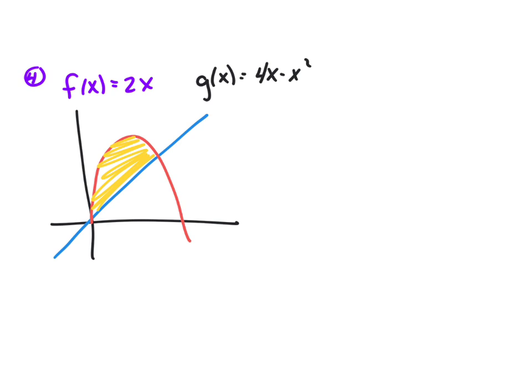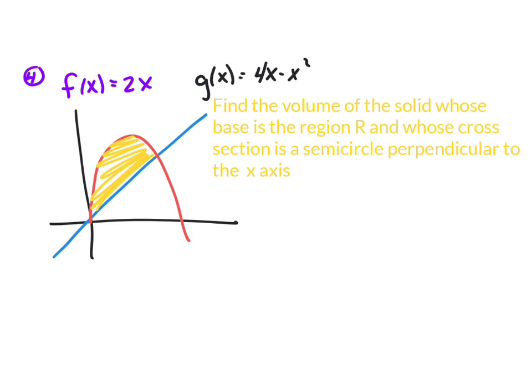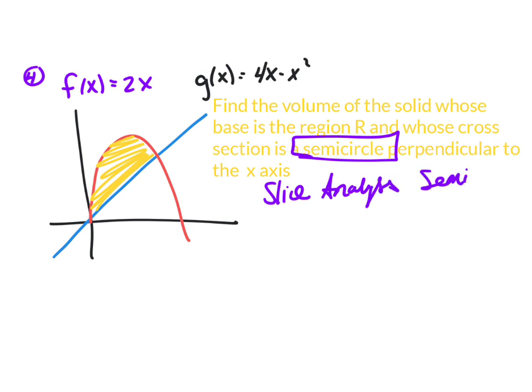All right, in example 4 here again, same functions f of x and g of x. This time we want to find the volume of a solid whose cross-section perpendicular to the x-axis is a semicircle. So that is our keyword, semicircle. Again, it's simply going to start with area, and I'm going to talk about my slice analysis. Let's jot down semicircle for ourselves.